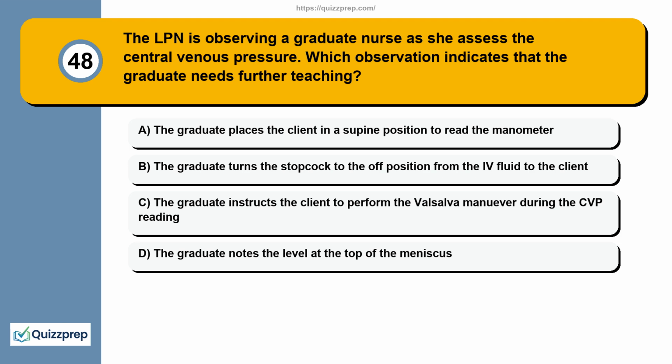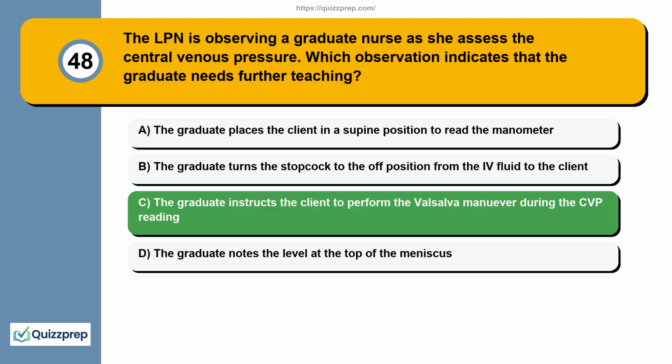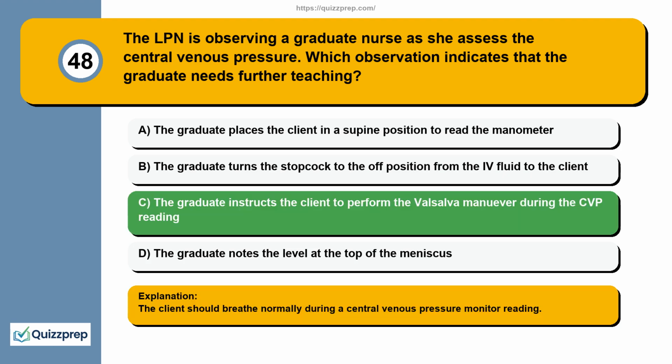Question 48. The LPN is observing a graduate nurse as she assesses the central venous pressure. Which observation indicates that the graduate needs further teaching? The graduate places the client in a supine position to read the manometer. The graduate turns the stopcock to the off position from the fluid to the client. The graduate instructs the client to perform the Valsalva maneuver during the CVP reading. The graduate notes the level at the top of the meniscus. The client should breathe normally during a central venous pressure monitor reading.